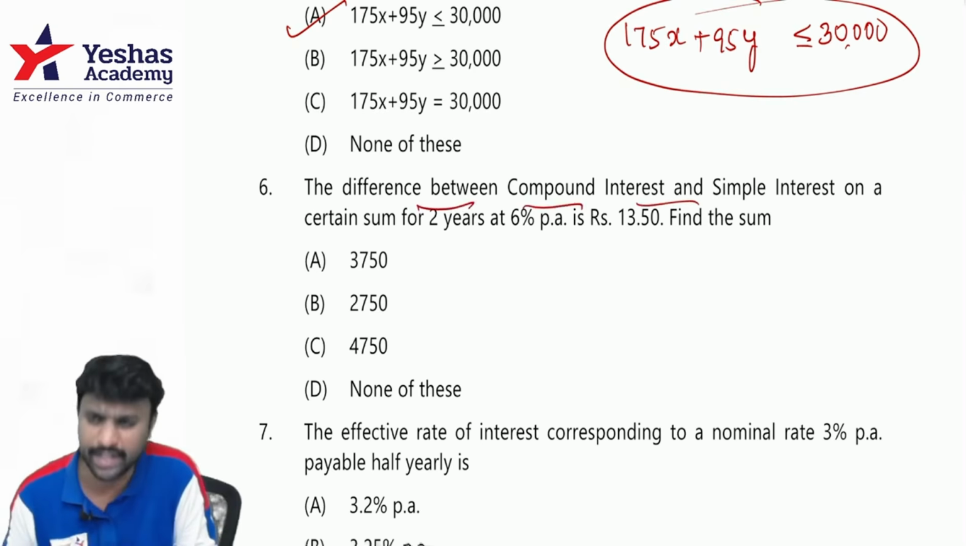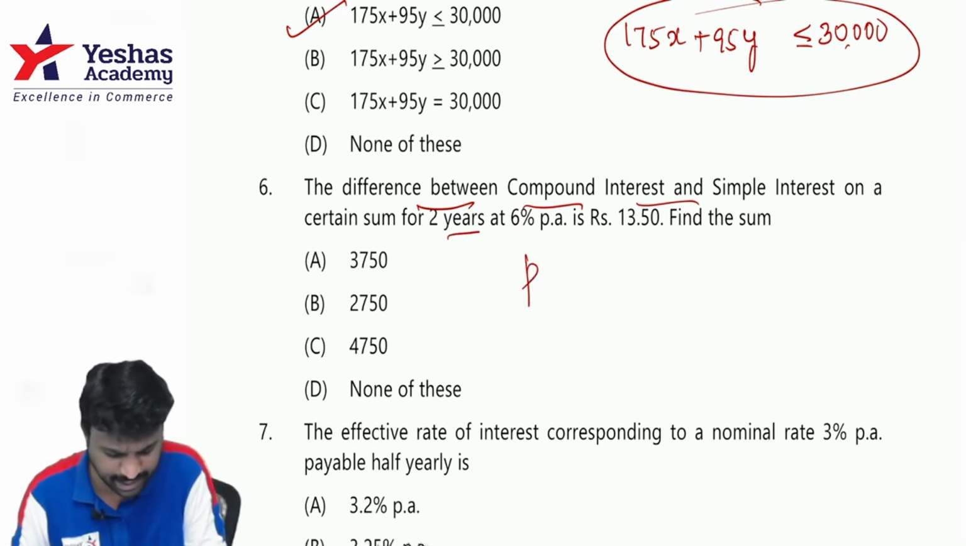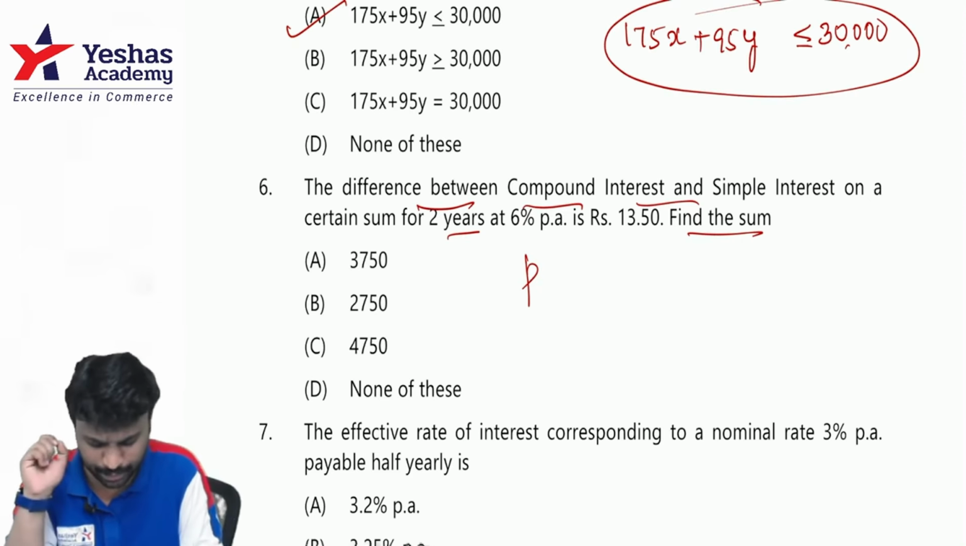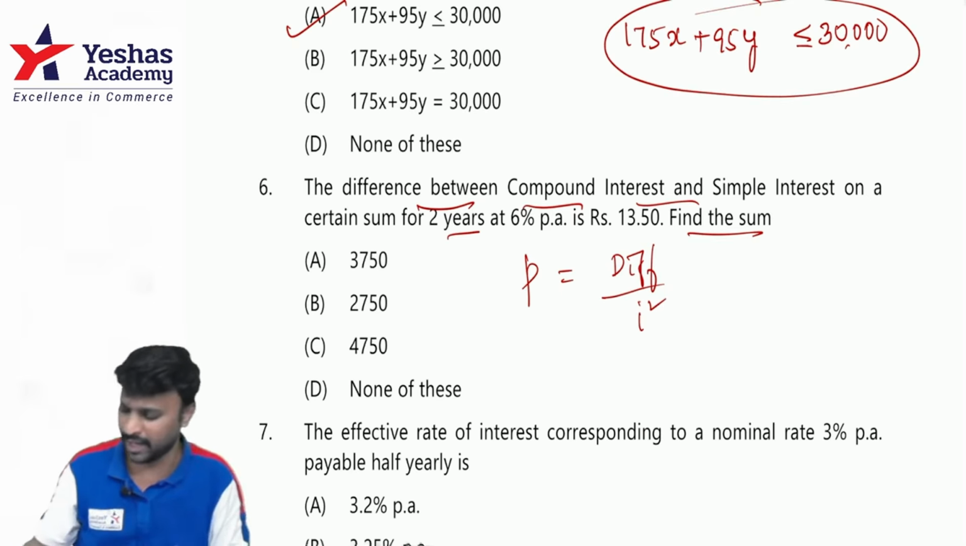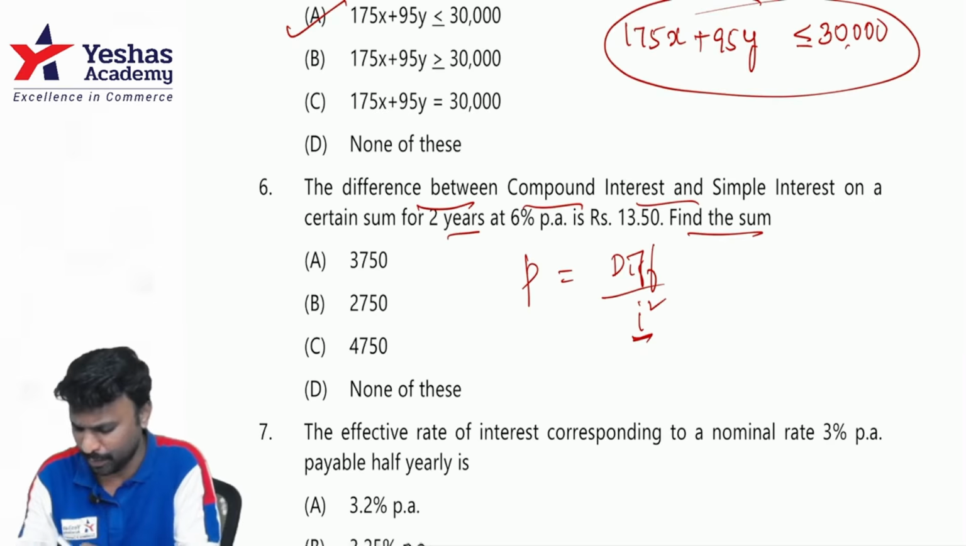They have given the difference between CI and SI for 2 years. So what's the shortcut to find out the principal? They're asking us to find the sum. To find the principal, the shortcut is difference divided by I square. For a 2 year difference, it is difference by I square. What is the I value? First of all, it is 6%, that means 0.06.